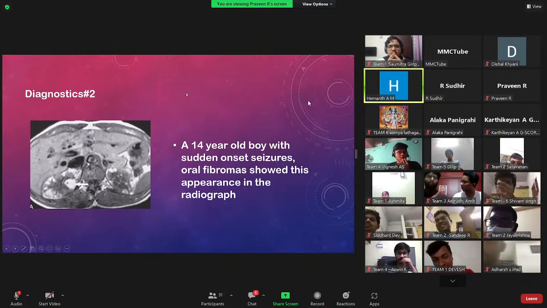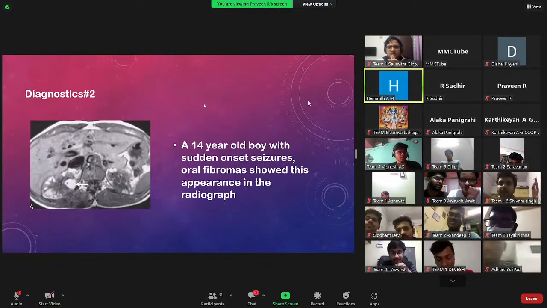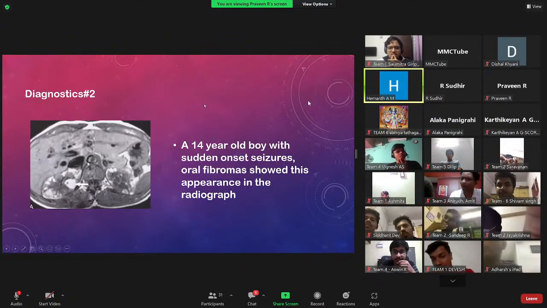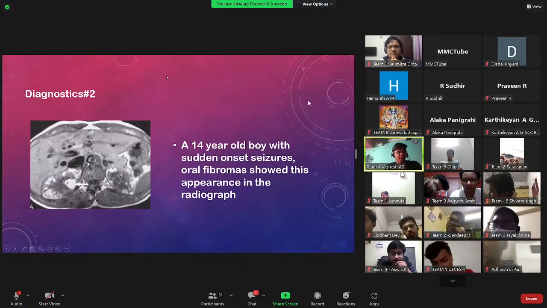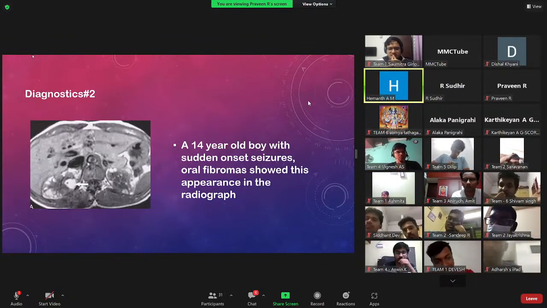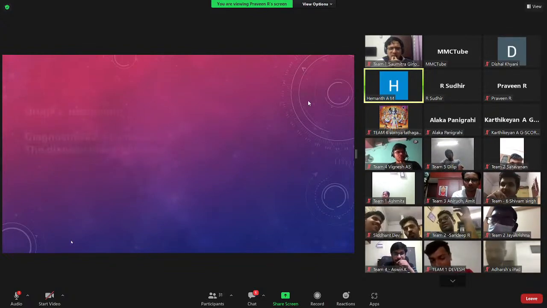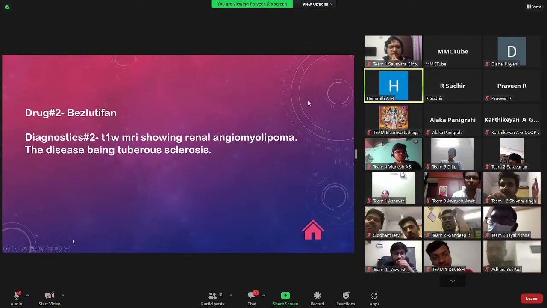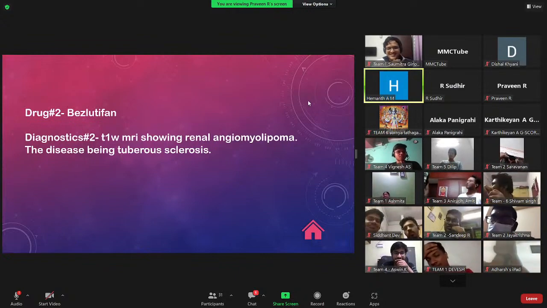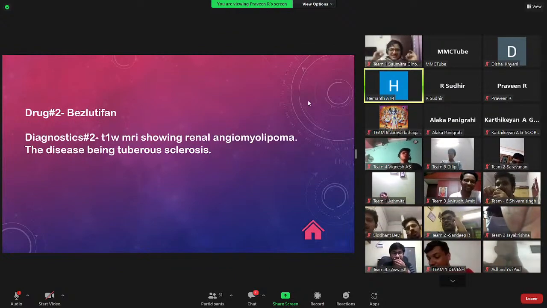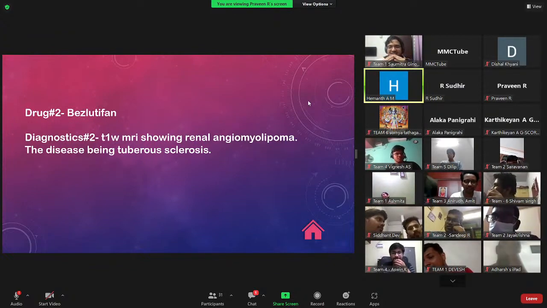Okay, what is the pathology? Is this Fabry's disease? You're wrong. Okay, can we go to the answers? It was a T1-weighted MRI showing renal angiomyolipoma. History with seizures and oral fibromas, mostly tuberous sclerosis.